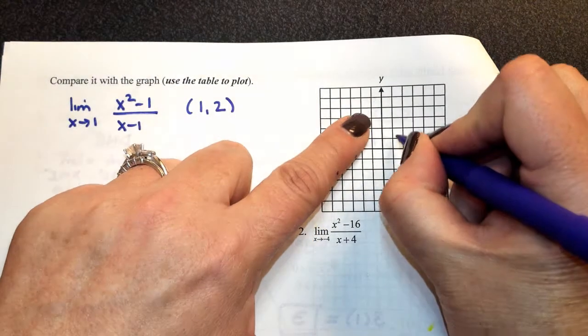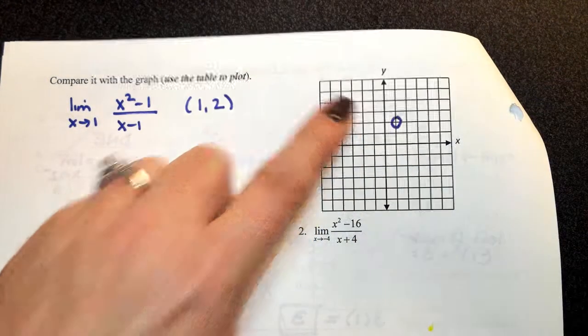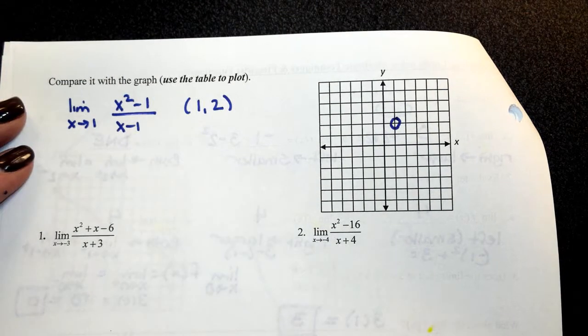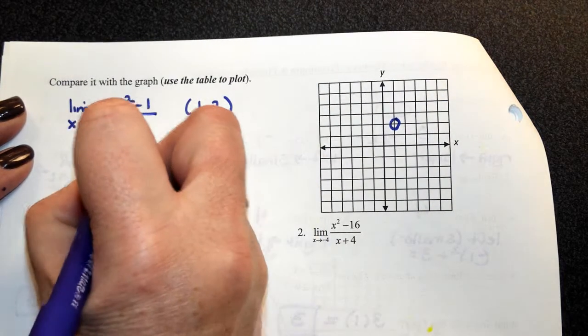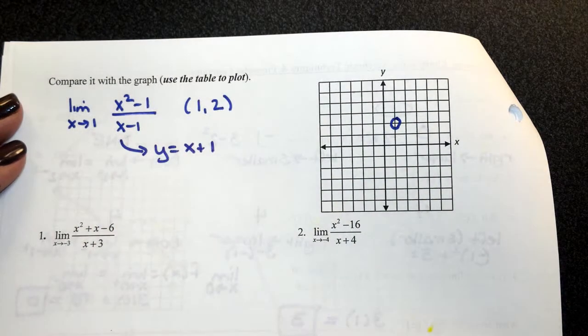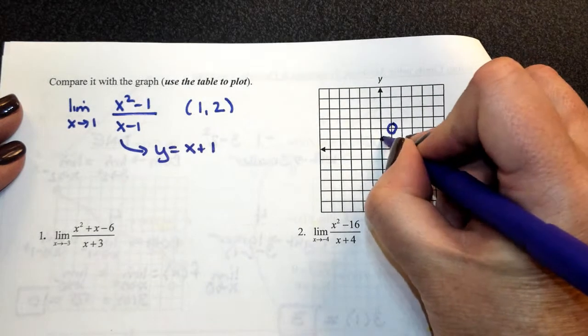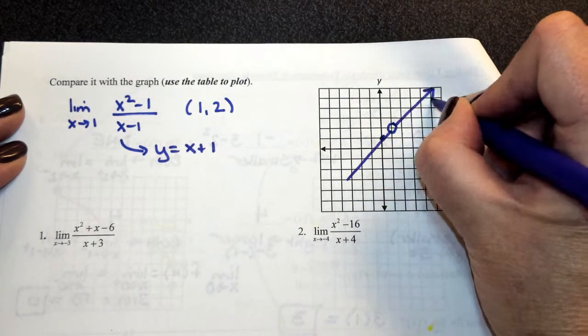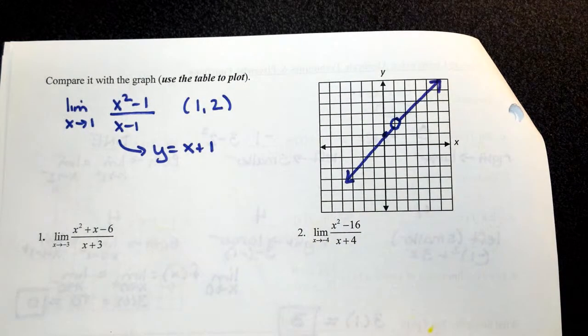So remember how we plotted these functions with a hole? We just put an open circle at that point. And remember, graphically, we're just going to graph y equals x plus 1. You have a y-intercept of 1. So remember, this equation just represents the line with a hole in it.